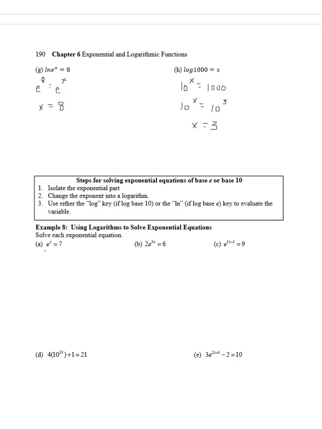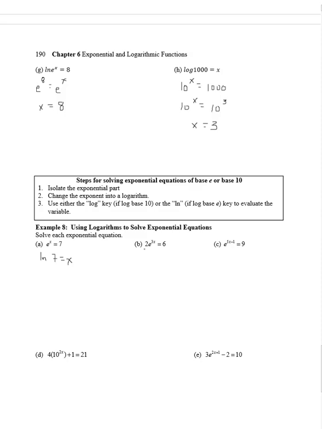So for example, e to the x equals 7 we can change into using the natural log: ln of 7 equals x. And then we can plug that into our calculators and get a number. I'm not going to do that.